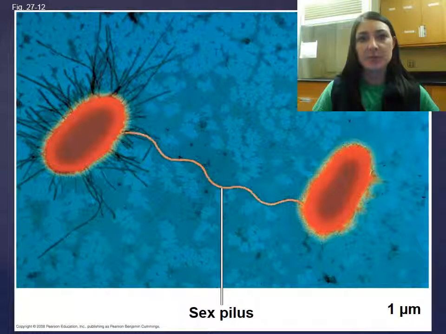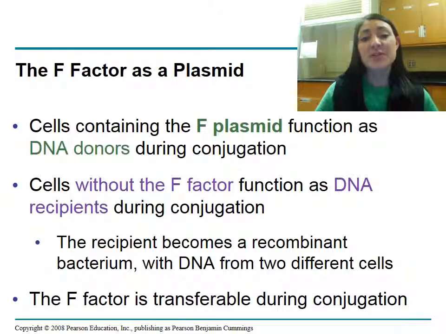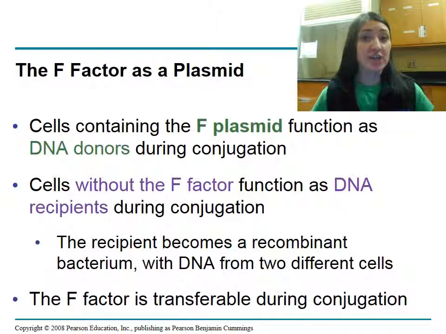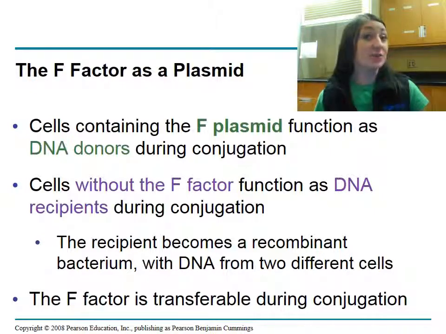All right, so here's an image of two prokaryotes, one of which is producing your sex pili, and it's connecting one prokaryote to another prokaryote. Once they're close enough, you're going to get a mating bridge that forms, and that's how the DNA transfer is going to happen. So this F factor is really important in conjugation because it determines who's going to be the DNA donor and who's going to be the DNA recipient.